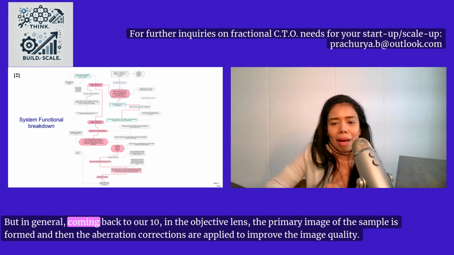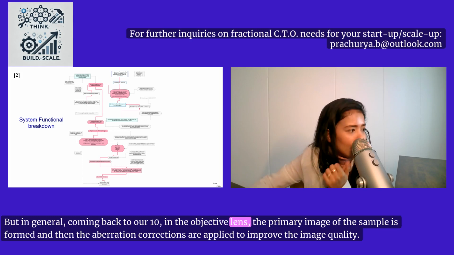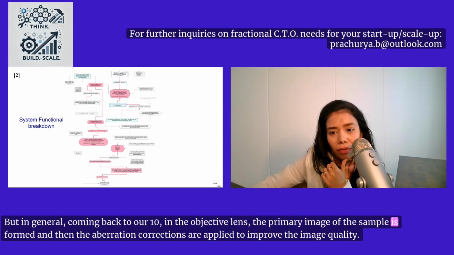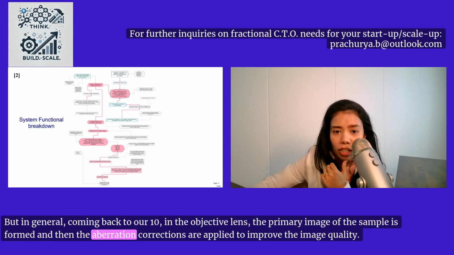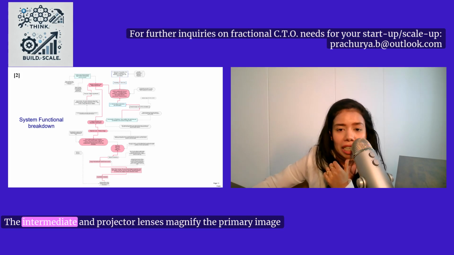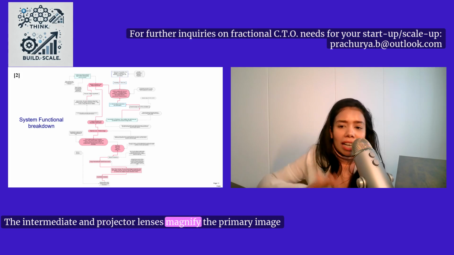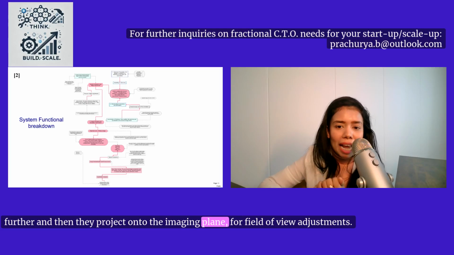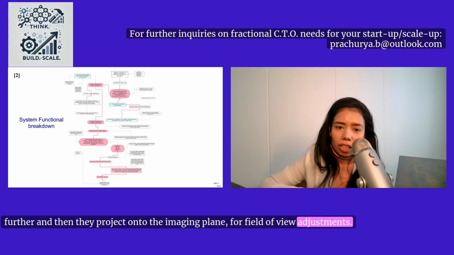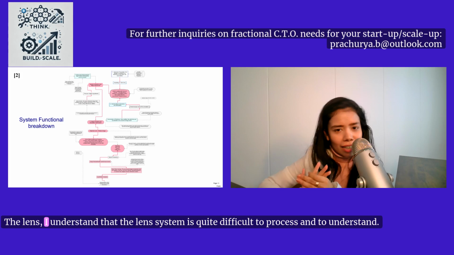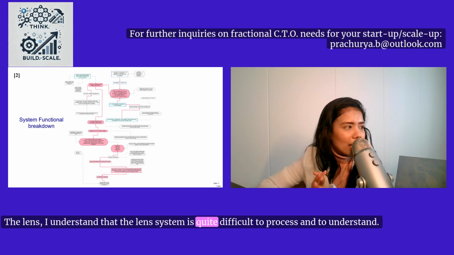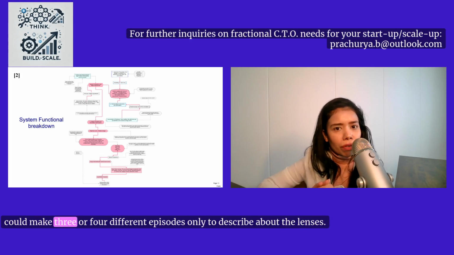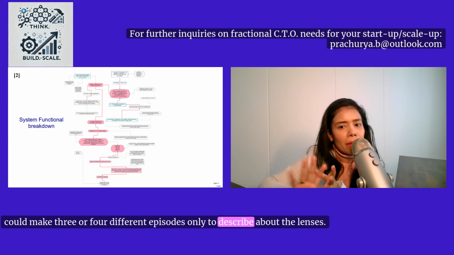But in general, coming back to our TEM, in the objective lens, the primary image of the sample is formed, and then the aberration corrections are applied to improve the image quality. The intermediate and projection lenses magnify the primary image further, and then they project it onto the imaging plane for field of view adjustments. I understand that the lens system is quite difficult to process and to understand. I could make 3 or 4 different episodes only to describe the lenses.